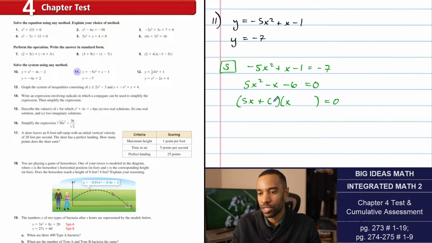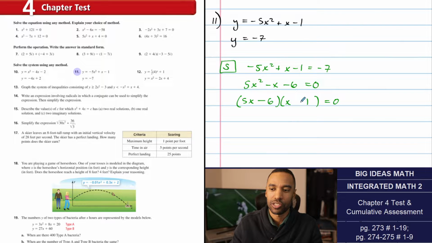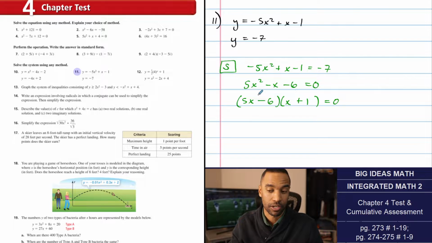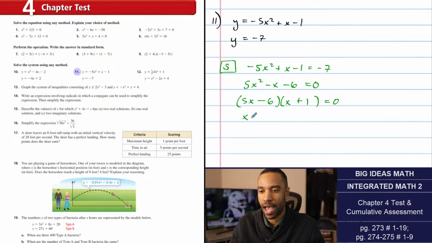If 6 goes here and negative 1 goes here, you get negative 5 plus 6, which is 1. I want negative 1, so I just have to switch these signs. So this is factorable. If I solved by graphing, I wouldn't see what this answer would be, not by a long shot. I would actually assume it's probably something different. If 5x minus 6 equals 0, you add 6 and divide by 5, and you get 6/5. And x equals negative 1 here.